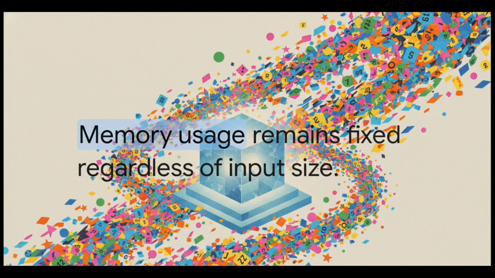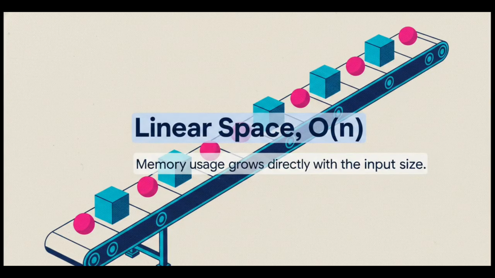Whether you are processing 10 items or 10 million items, if you only need one extra variable, your auxiliary space is rock solid and constant. But things change when we hit linear space, or O of n. Now your memory usage is growing perfectly in step with the input size. Imagine a standard one-dimensional list. If your input size is 10, you need physical memory for 10 elements. Input jumps to 1,000? Now you need memory for 1,000 elements.